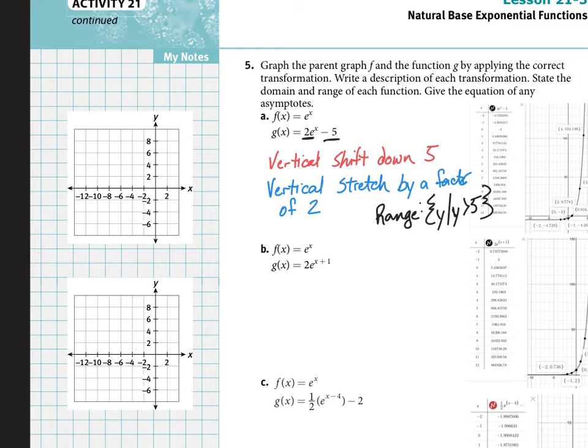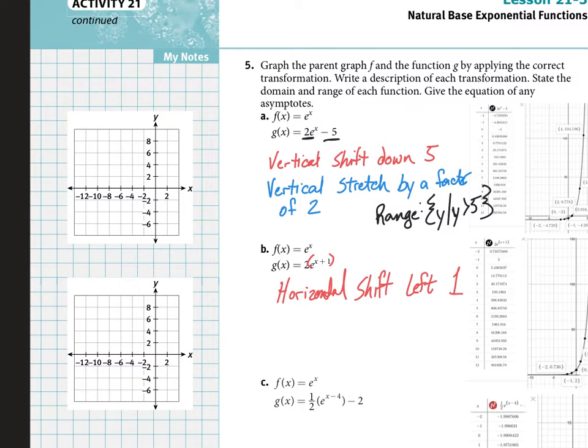Next one has no vertical shift because there's no plus sign. The adding or subtracting we see is actually taking place in the understood parentheses of the exponent. Anything happening inside of there is horizontal. And it is a horizontal shift because it's adding or subtracting. That feels like it should be right, but in actual behavior is left, and it's going left 1.